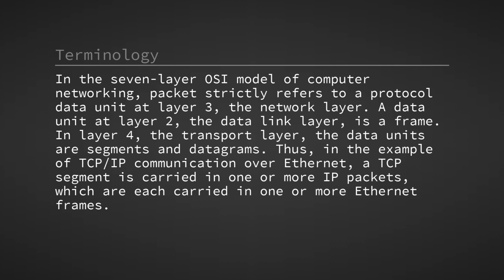A data unit at layer 2, the data link layer, is a frame. In layer 4, the transport layer, the data units are segments and datagrams. Thus, in the example of TCP/IP communication over Ethernet, a TCP segment is carried in one or more IP packets, which are each carried in one or more Ethernet frames.